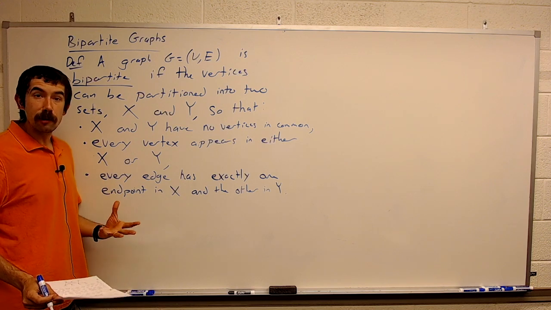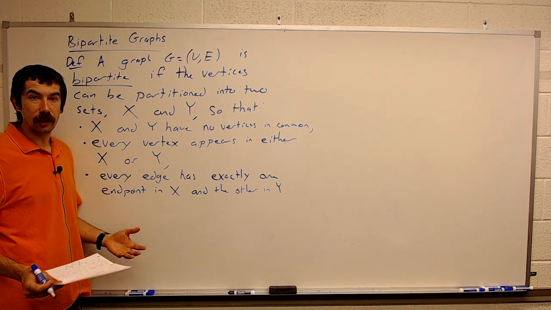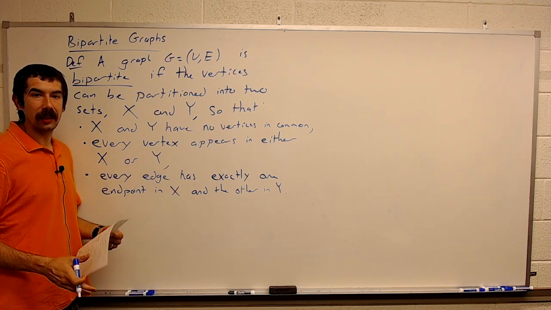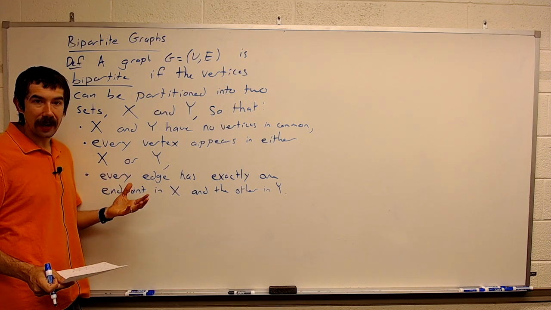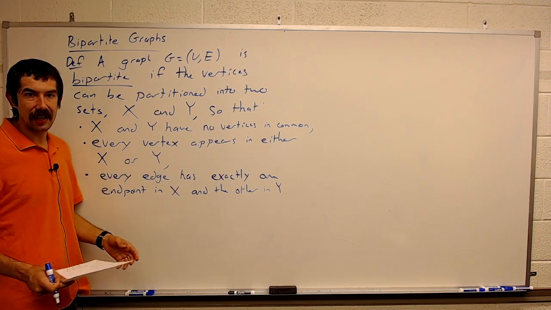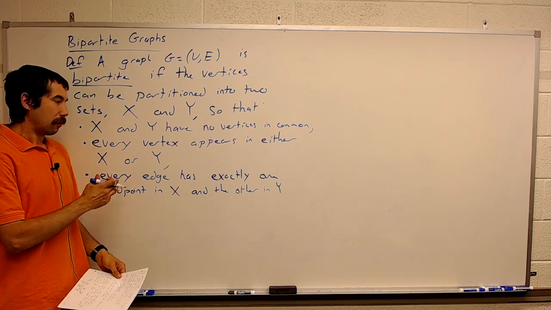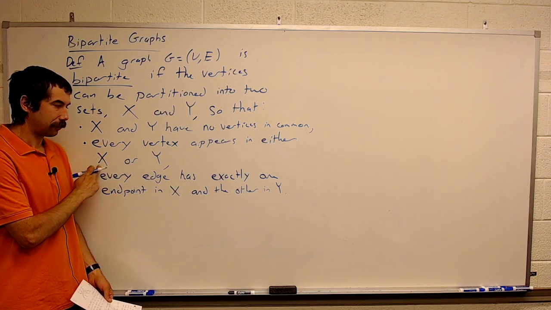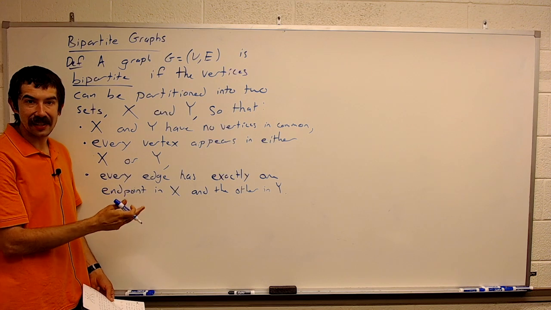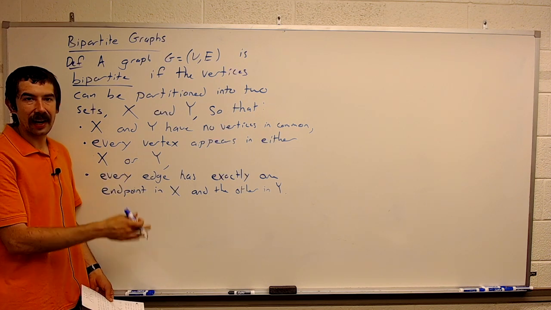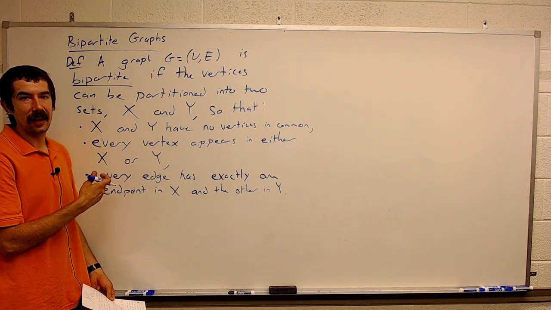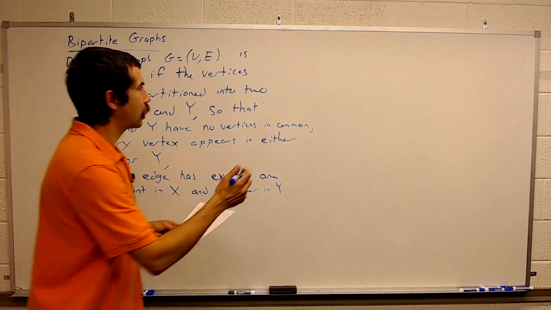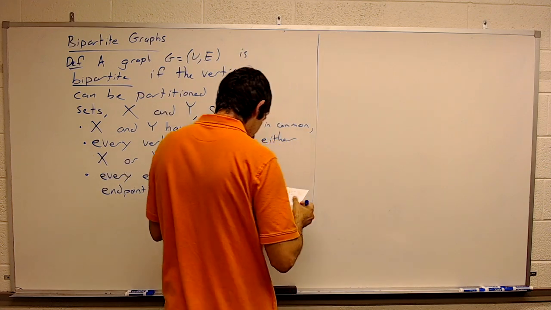Okay, so we're going to use bipartite graphs to model situations where we have two distinct groups. So for instance, if we had a bunch of employees and a bunch of tasks that needed to be completed, maybe the X set would be the employees, and the Y set would be the tasks. And then an edge would mean this employee has the skills to complete this task, something like that. All right, so let me give you an example here.